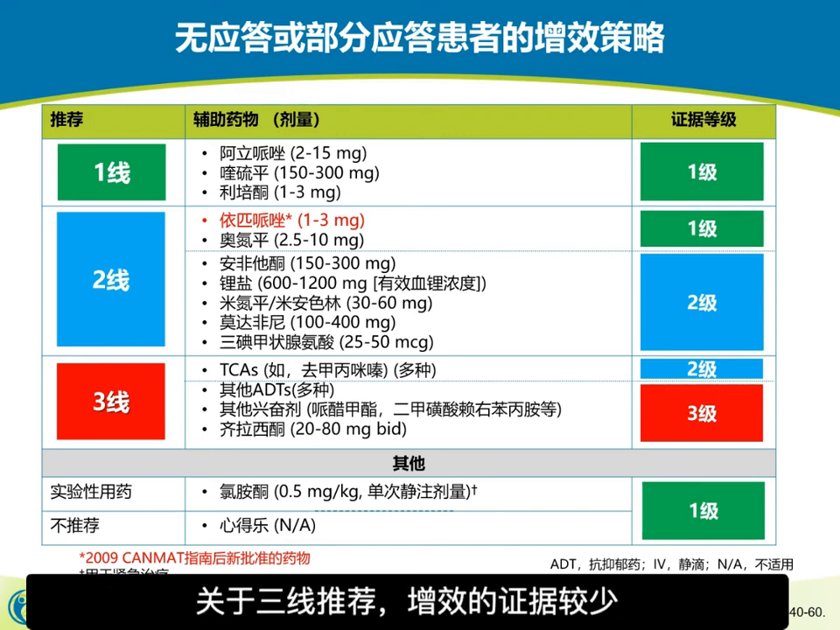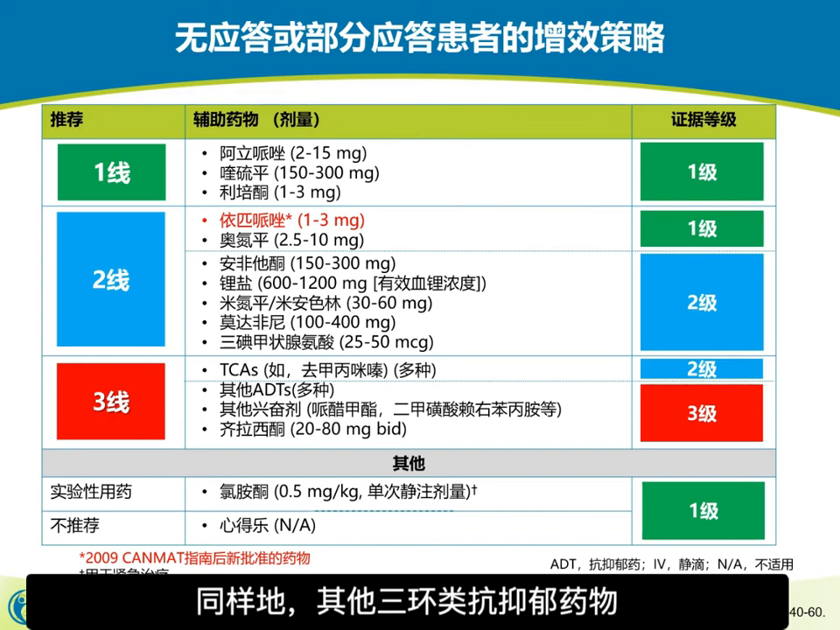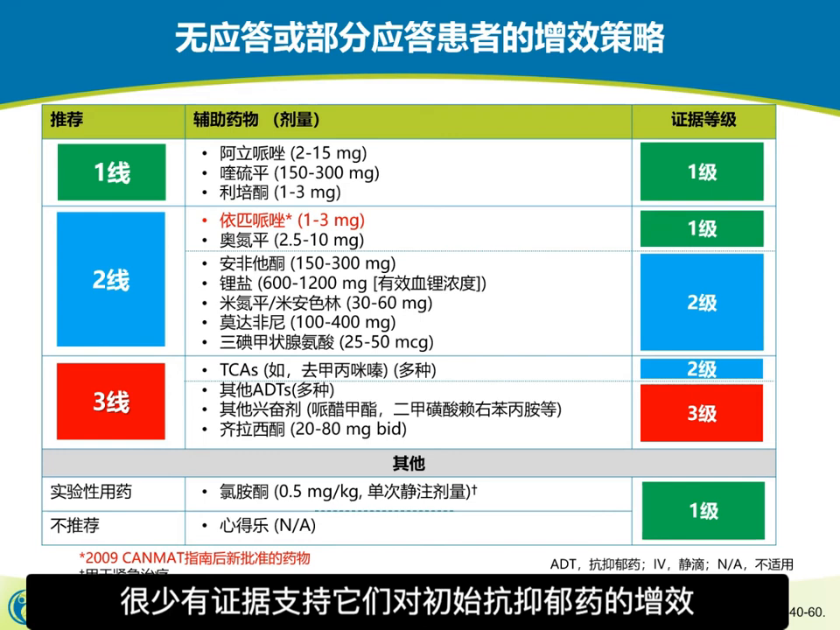And in the third line recommendations, these have much less evidence to support their use. So for example, stimulant medications have very mixed evidence, a lot of negative studies showing that they're not helpful in improving depression, although they may help with concentration and energy. Similarly, other tricyclic antidepressants, very little evidence to support their add-on to a first antidepressant medication.